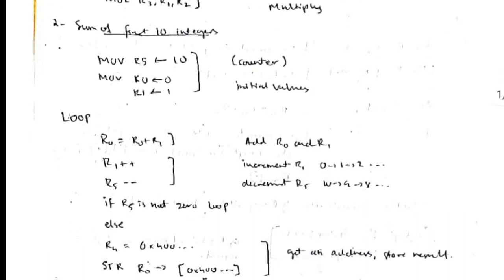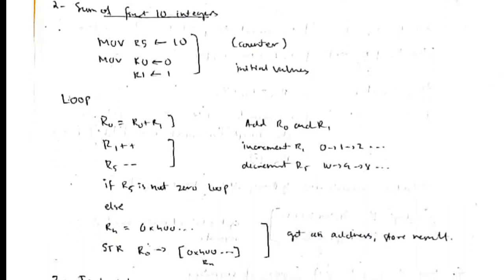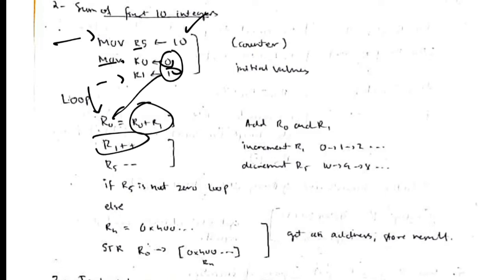The next program is to find the sum of the first N integer numbers. For that we have to use a counter R5 as 10, and then we will store two numbers in R0 and R1 as 0 and 1. Then we will add 0 and 1 and store in R0. So the sum will be added, and again 2 will be added. Then we'll make it 3 and 3 will be added. Then we'll make it 4 and 4 will be added.